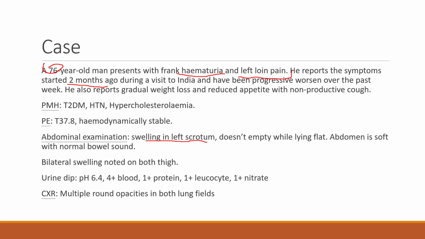At this stage, you may think about whether this is IgA nephropathy or post-streptococcal glomerulonephritis, but please remember that IgA nephropathy presents days after the infection, and post-strep presents weeks after the infection. In this case, it's 2 months ago, so it's too long. So you may cross out these differential diagnoses.